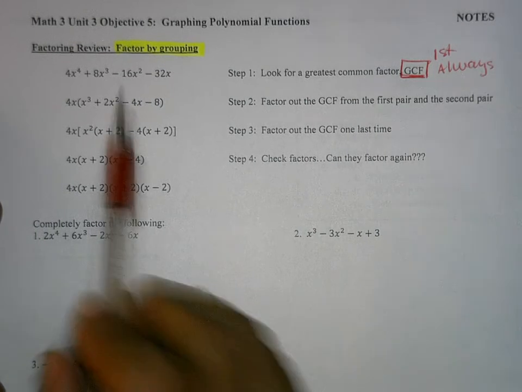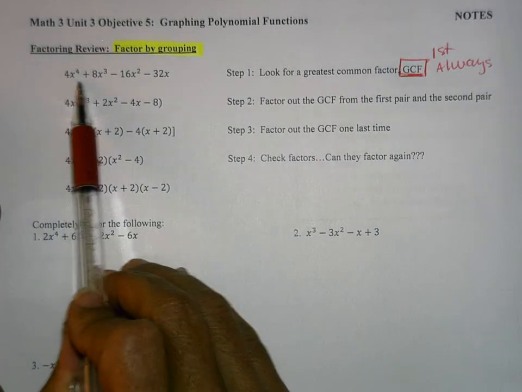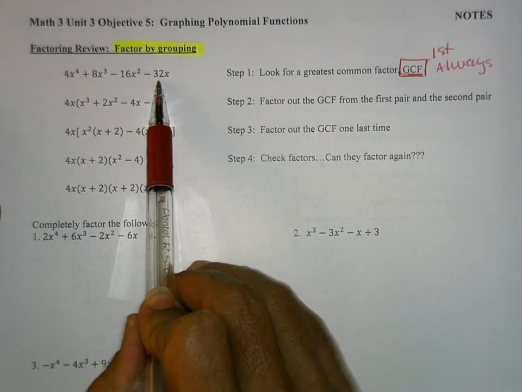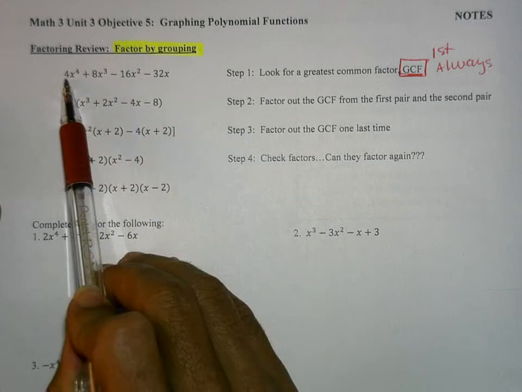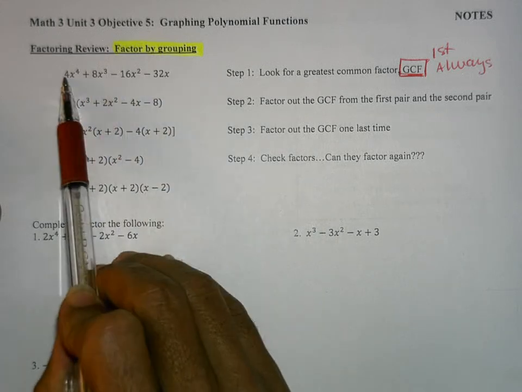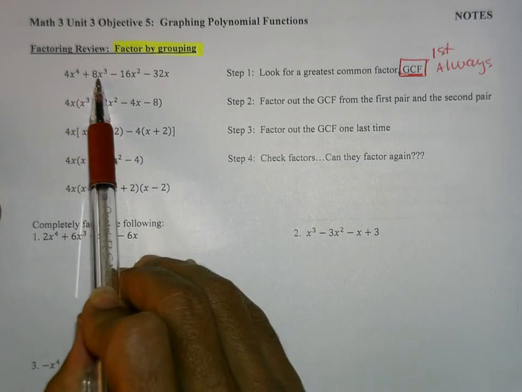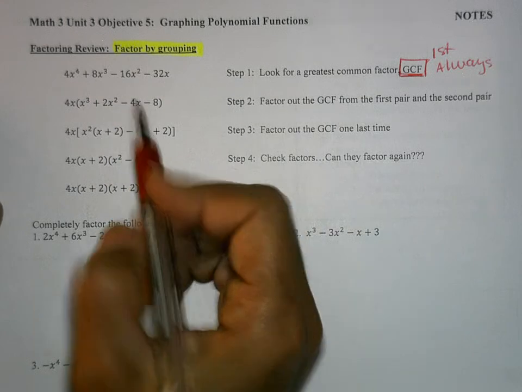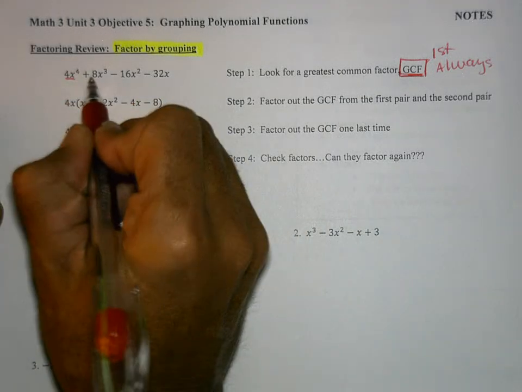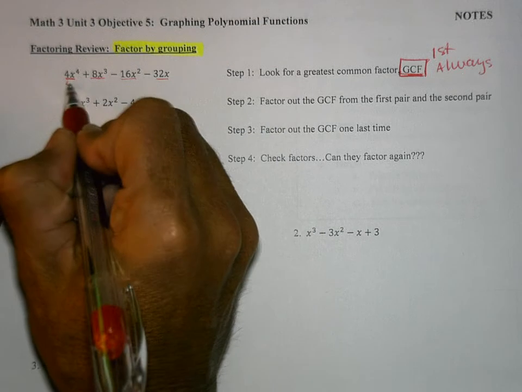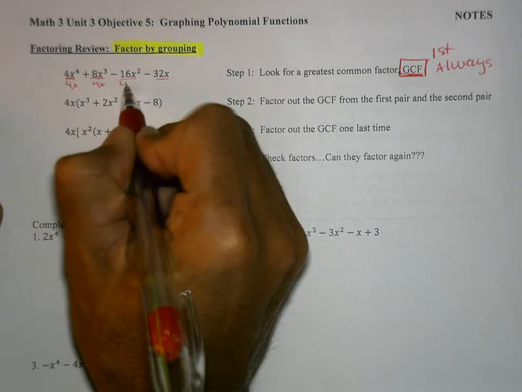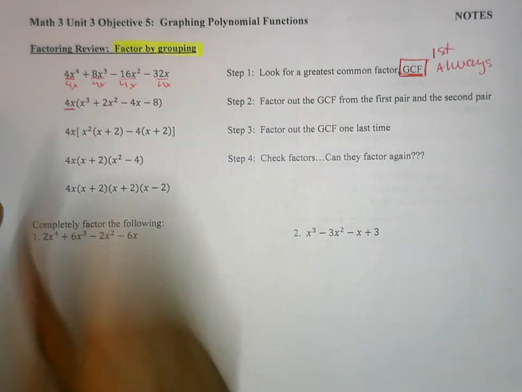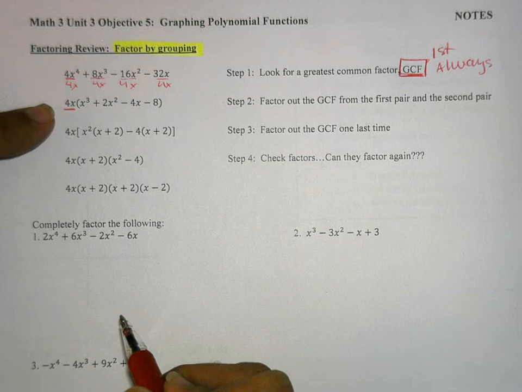Okay, so notice that a 4x to the 4th, an 8x cubed, a negative 16x squared, and a negative 32x can all be divisible. All these numbers can be divisible by 4. But the variables can also be divisible by x. That's why the greatest common factor is 4x. Every single one of them can be divided by 4x. That's why this 4x right here is our greatest common factor, okay?